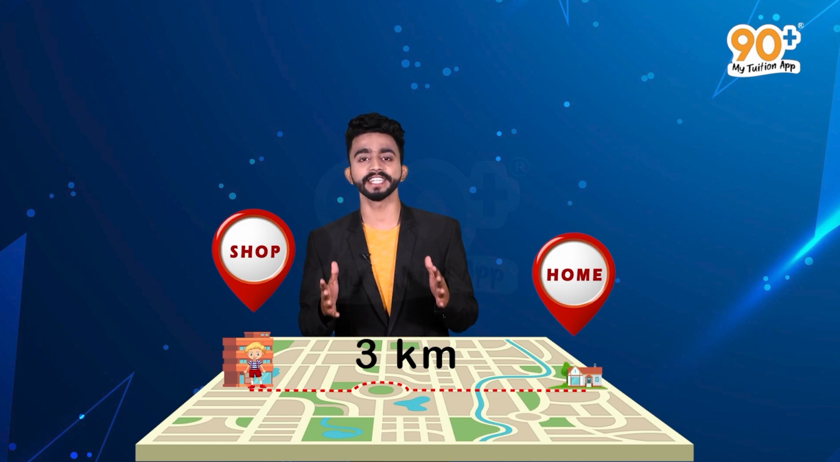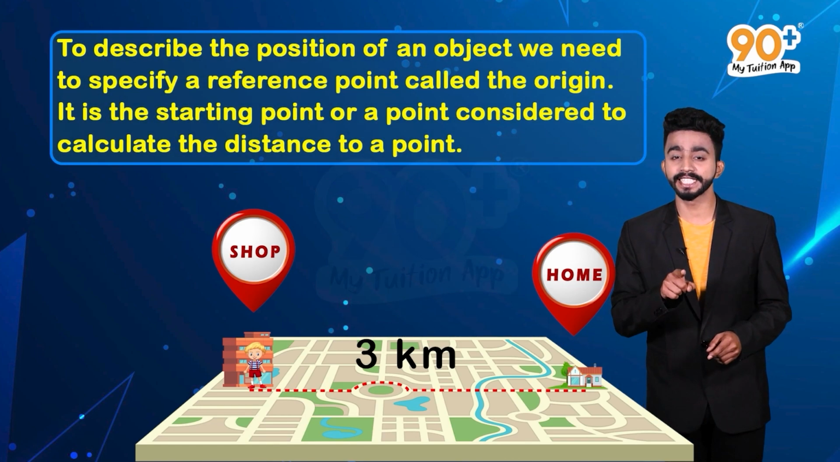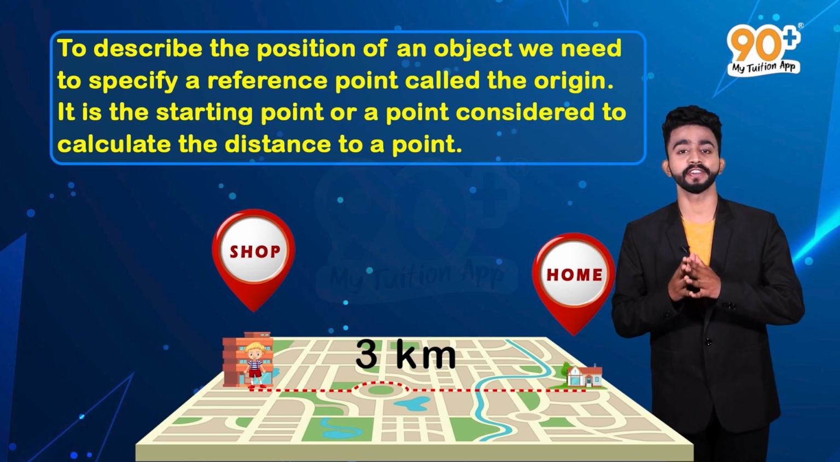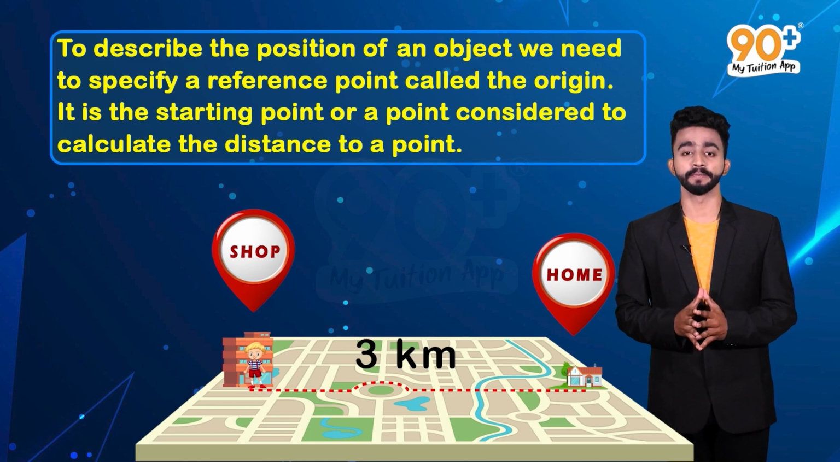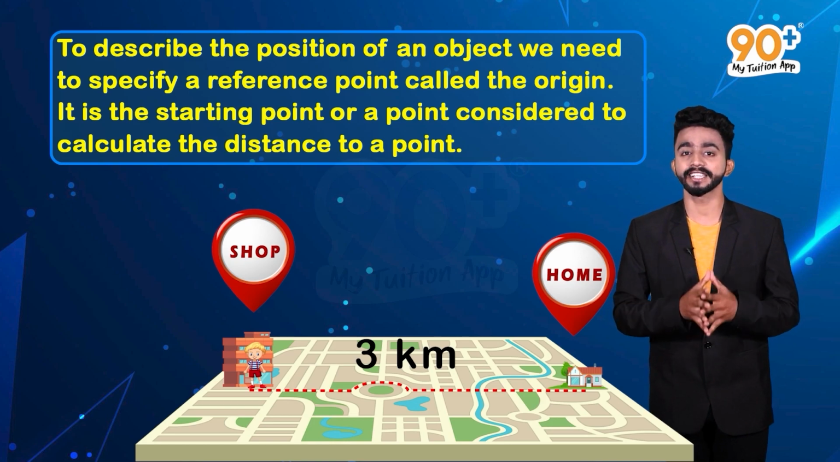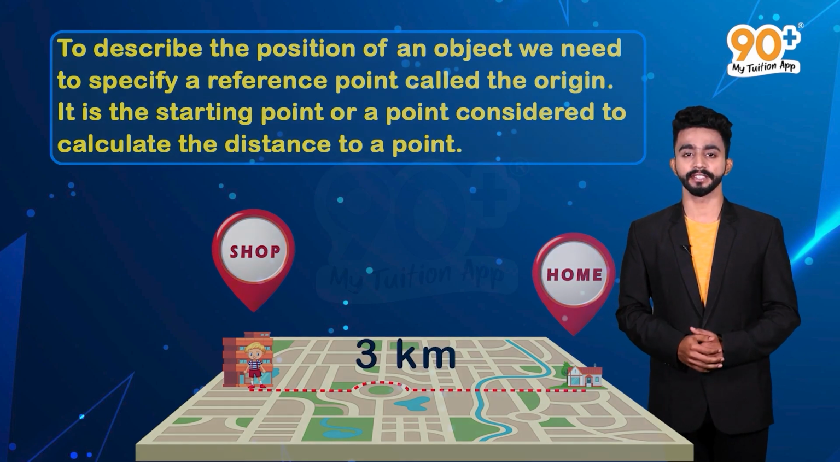Is it just the house which we can consider as a reference point? No, we can also choose other reference points according to our convenience. Therefore, to describe the position of an object, we need to specify the reference point called the origin. It is a starting point or a point considered to calculate the distance to a point.